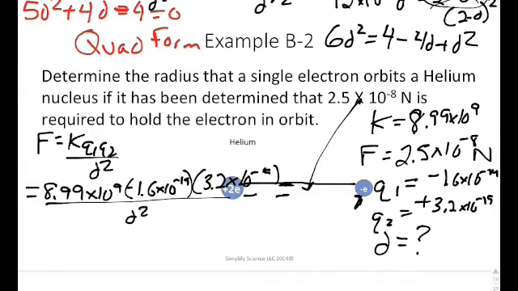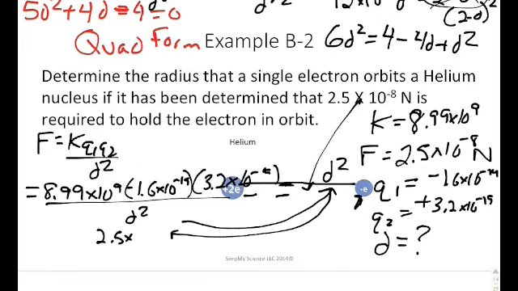number. Okay, what you're going to end up having to do is move the D squared over here, and you're going to move this 2.58 times 10 to the minus 8th back under here. Okay, it's algebraic rearrangement. When you do that, now you have D squared equals a number. You can enter this number into a calculator.